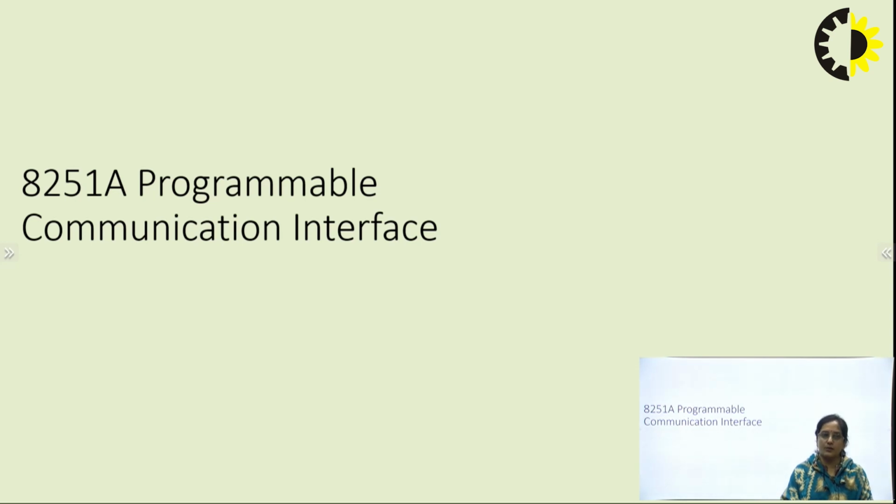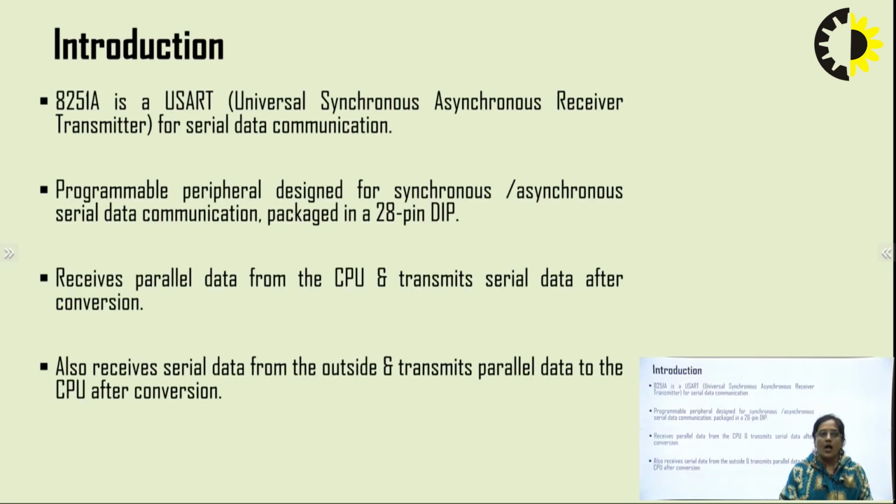For communicating between two computers or one computer and another peripheral device, we use the 8251A, a Programmable Communication Interface IC. This USART, Universal Synchronous or Asynchronous Receiver Transmitter, is for serial data communication. It is a 20-pin dual in-line package IC. Data from the CPU is parallel, converted into serial data and transmitted on a channel, and after receiving, the serial data is converted again into parallel so that the processor can process it.